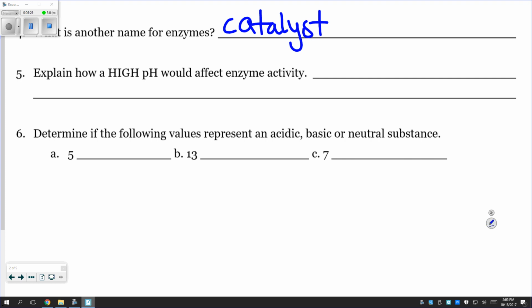Number 5 says, explain how a high pH would affect enzyme activity. First, let's look at that word, pH. When we're talking about pH, we're talking about whether or not something is an acid or a base. Another way that we can think about this is kind of in that graph form that we've been looking at.